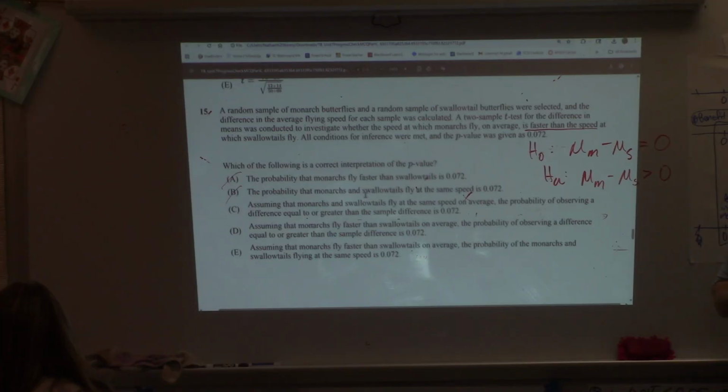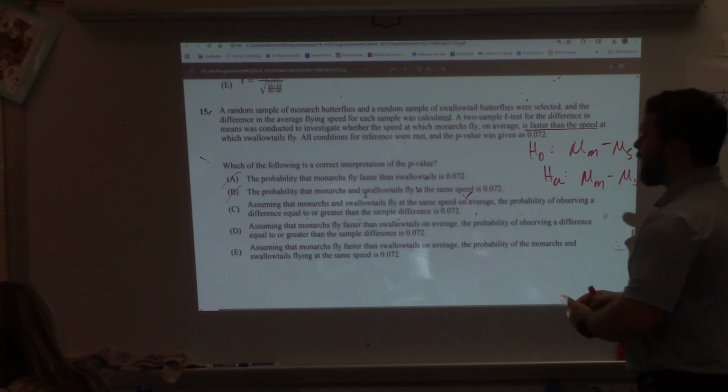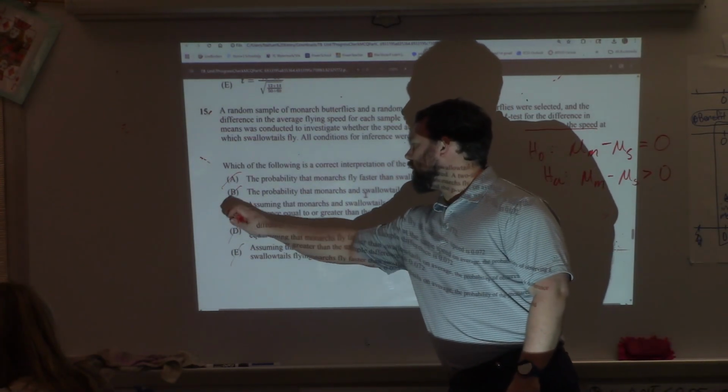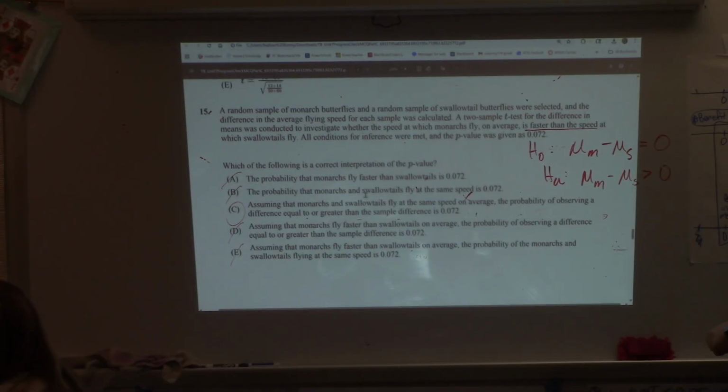Notice it's important to recognize whether it's a less than, a greater than, or a not equal to when interpreting. Actually, they don't even give one that is a not equal to. But what's the correct answer? C. As extreme as or greater than the sample difference. What's the difference between C and D? D is null faster, assuming they fly faster. We didn't even have to know all that. We just need to recognize we have to assume the null is true.